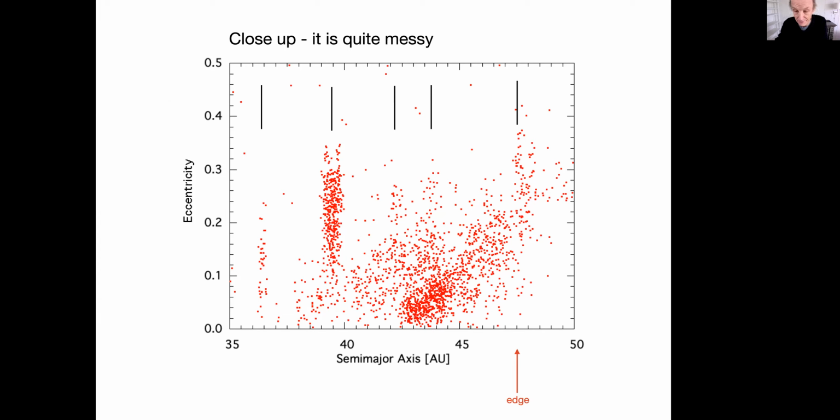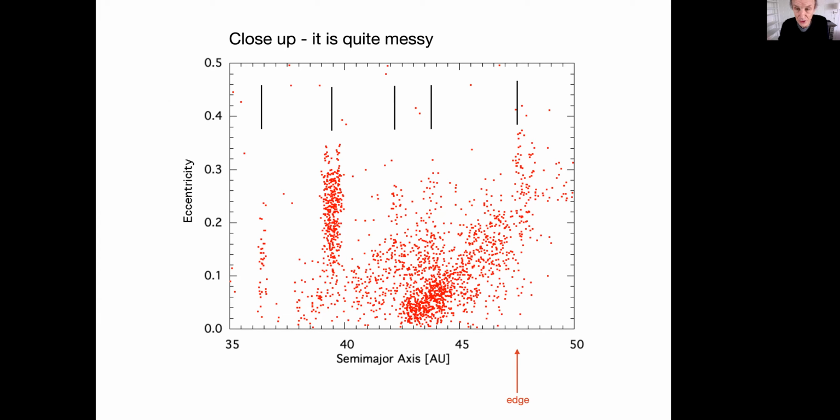Also, I wanted to point out that there does seem to be an edge to what we would call the classical Kuiper belt objects at about 47 AU, which is where the 2-to-1 mean motion resonance is, that black line on the right at 47, that's 2-to-1. And that was a big surprise. That was actually refuted. So a bunch of people told me that that's not real.